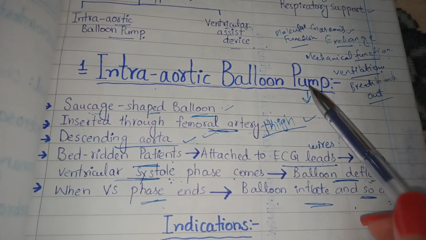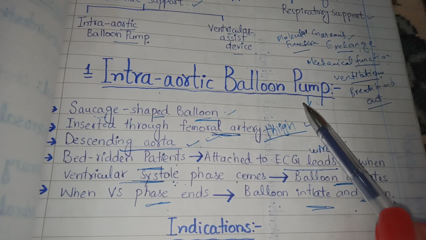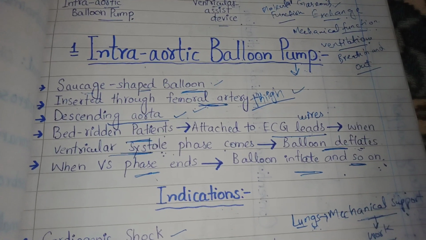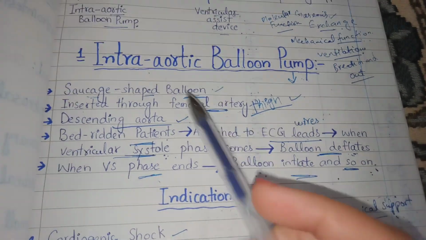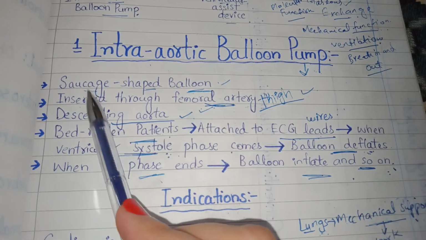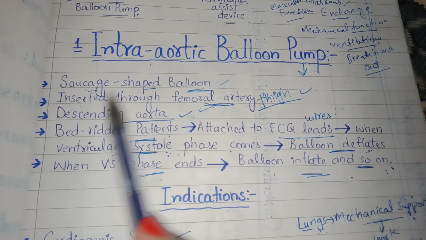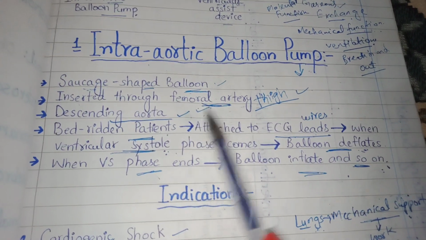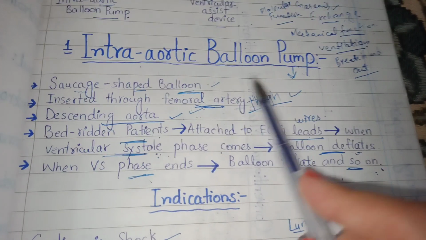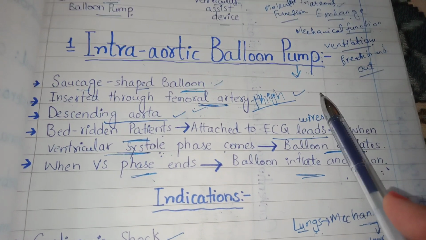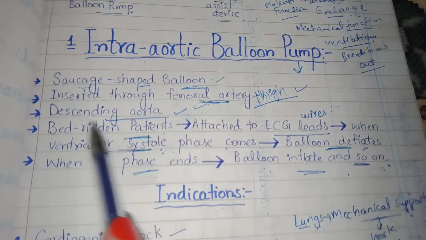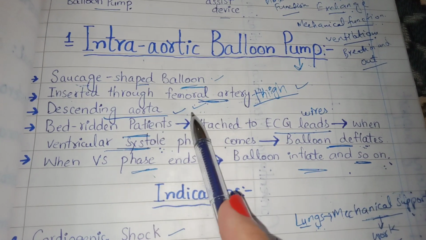Pump means it will narrow down the area. It will narrow down the wide area and remove the blockage. Intra-aortic balloon pump is a sausage-shaped balloon. It is inserted through the femoral artery, means it is inserted through the region of the thigh, because the femoral artery is present in the region of the thigh or leg. Then the intra-aortic balloon pump is brought to the descending aorta level.